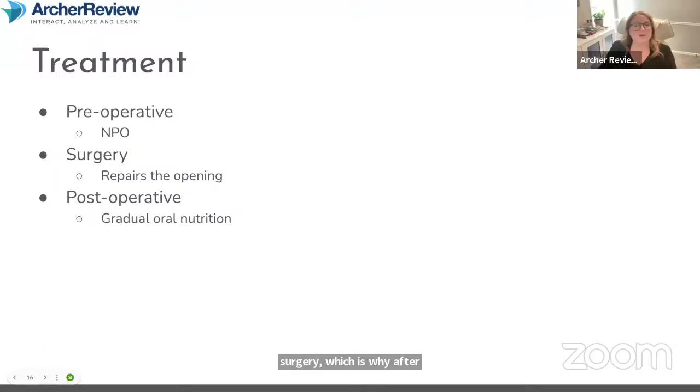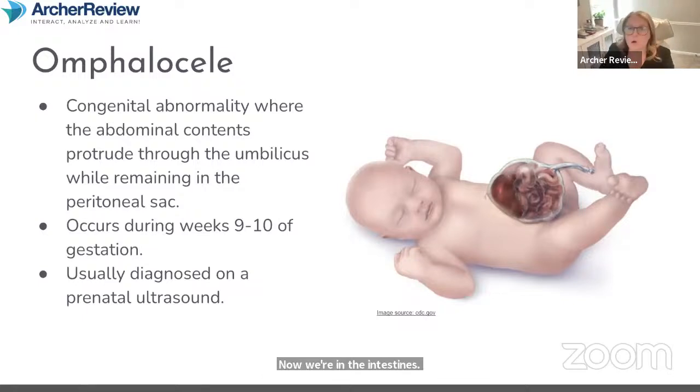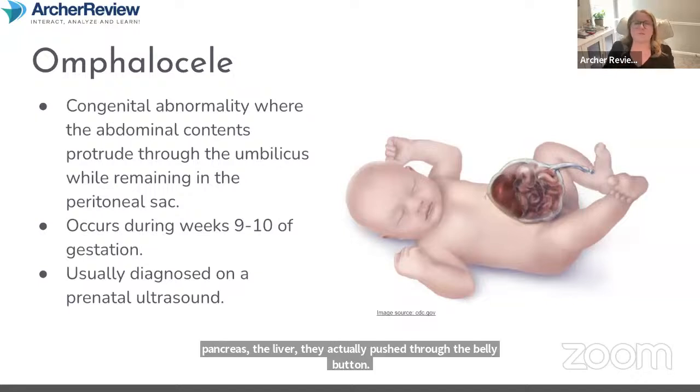Okay. So we went from mouth to our esophagus all the way down. Let's now look at the intestines. Food has actually gone all the way through the belly. Now we're in the intestines. What we've got here is something called an omphalocele. This is an anomaly where the abdominal organs, like those intestines, the spleen, the pancreas, the liver, actually push through the belly button and develop outside the baby's body.